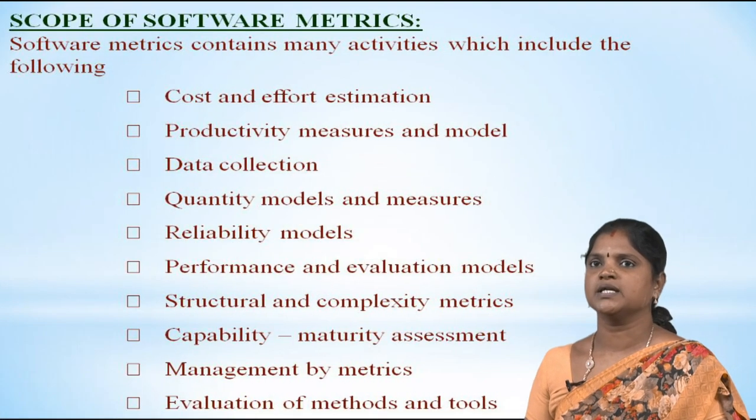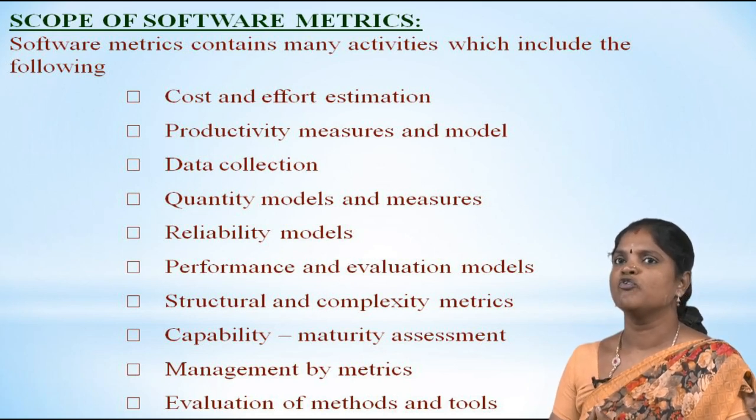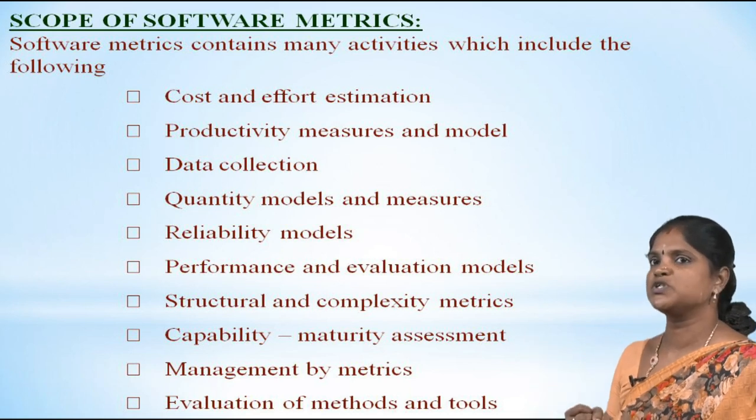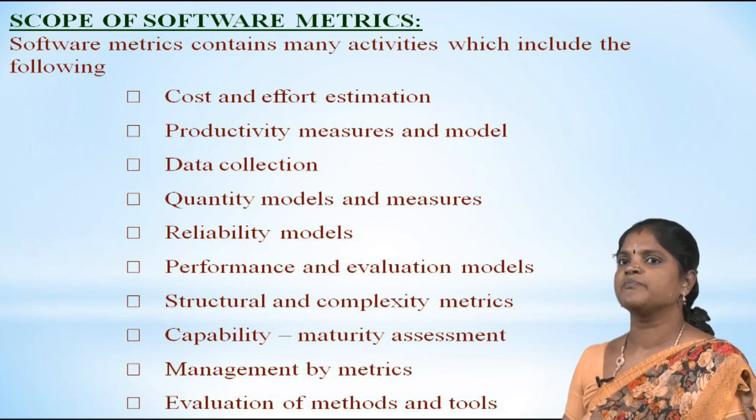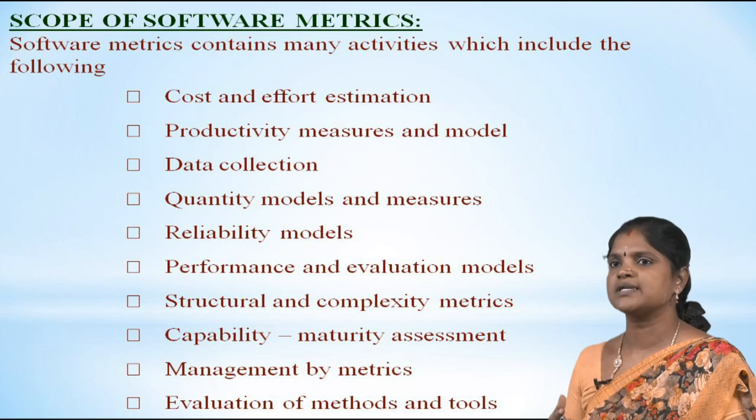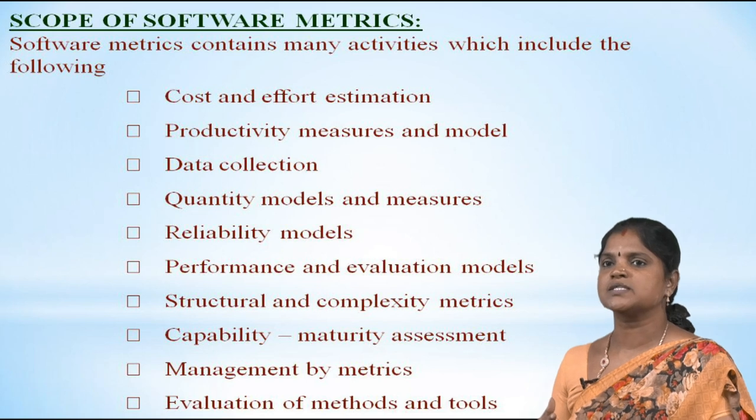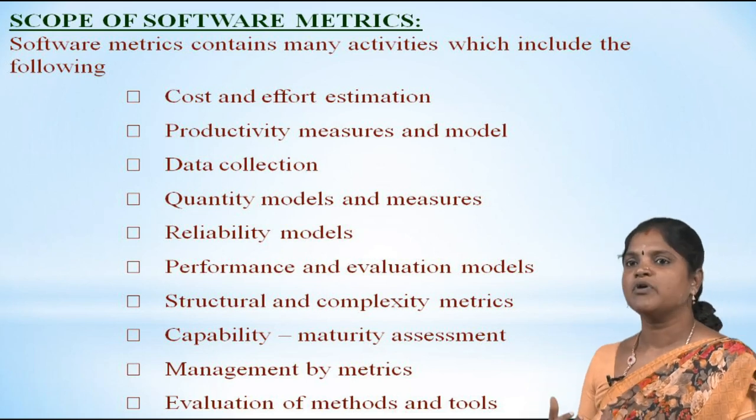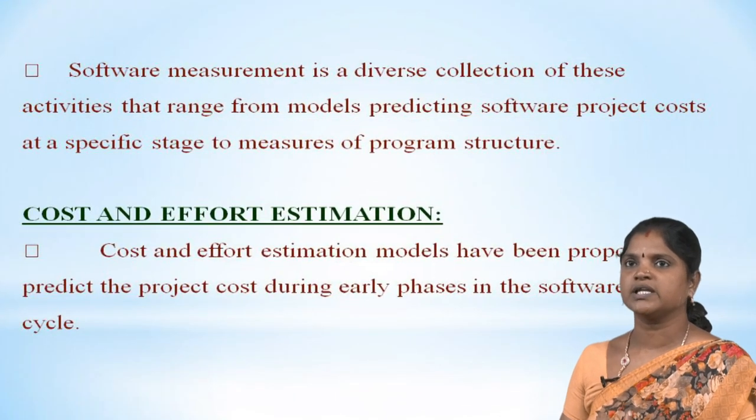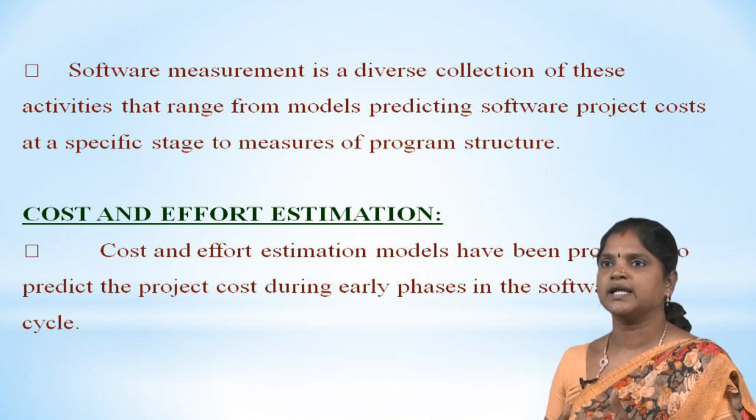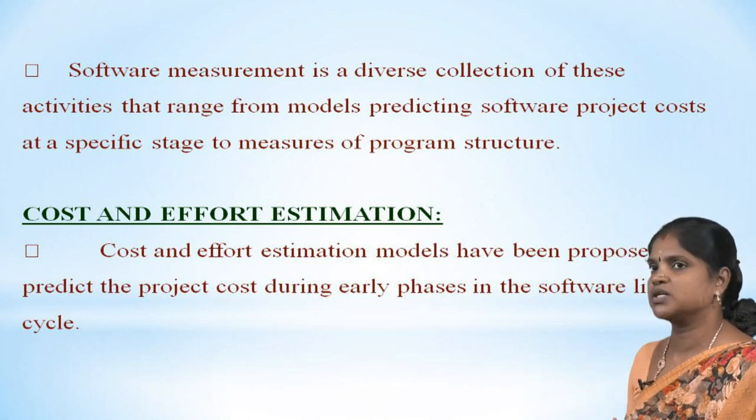Scope of software metrics. Software metrics contain many activities which include the following: cost and effort estimation, productivity measures and models, data collection, quality models and measures, reliability models, performance and evaluation models, structural and complexity metrics, capability maturity assessment, management by metrics, evaluation of methods and tools. It describes a collection of activities that range from models predicting software project cost at a specific stage to measures of program structure.